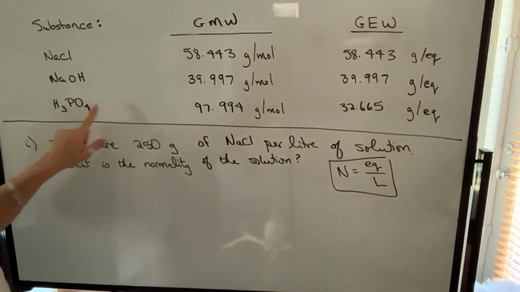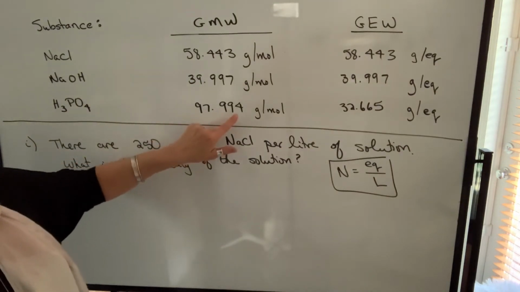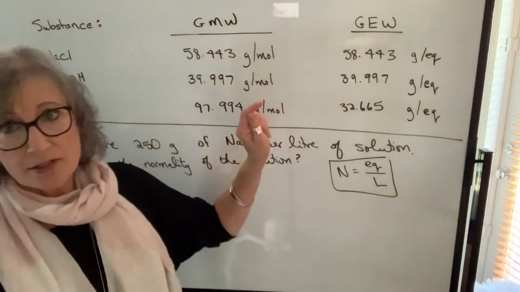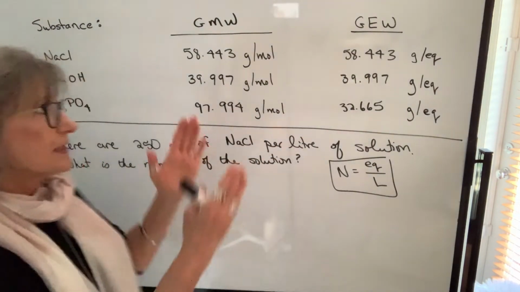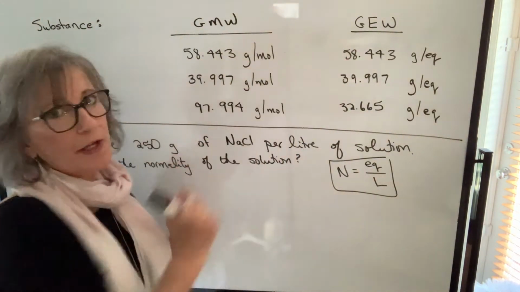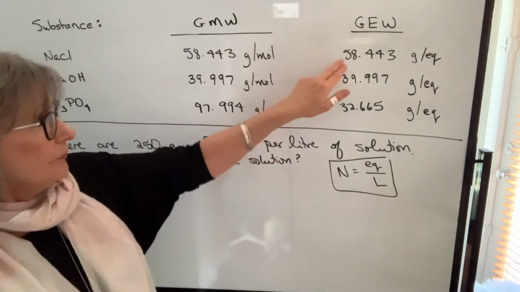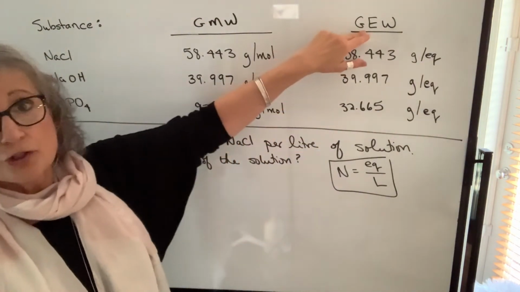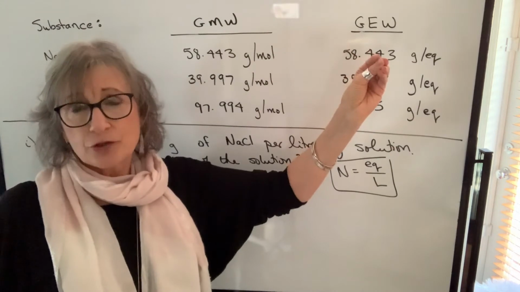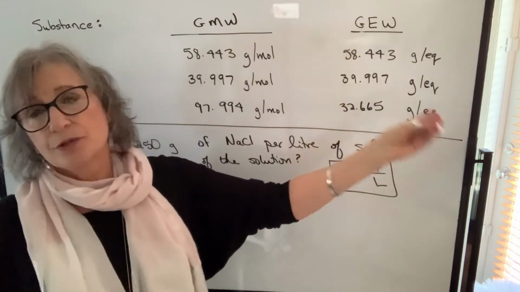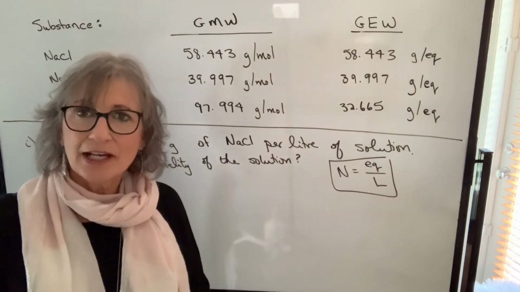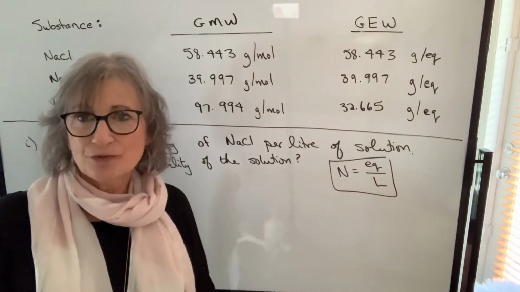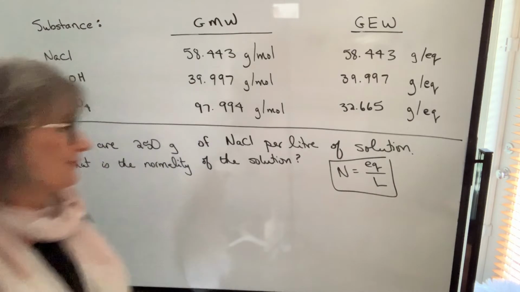However, with phosphoric acid, if we were to divide this number by 3, which is the charge, we would get this value. So you're always going to see a relationship between these 2 values that is either equal, or your GEW will be 1/2 if the charge is 2, or 1/3 if the charge is 3, 1/4 if the charge is 4. Let's take a look at expressing concentration of a solution as normality.